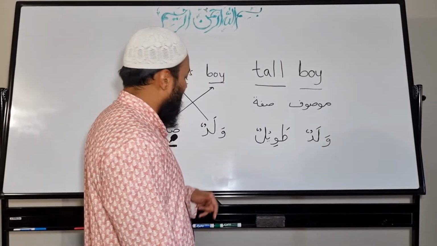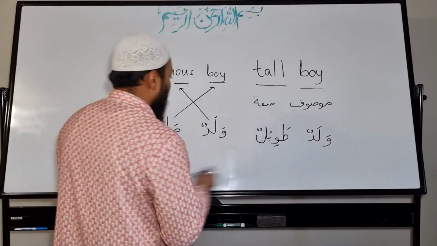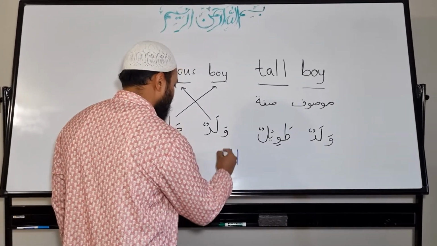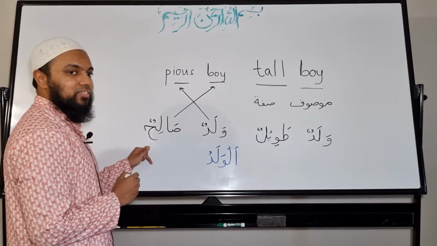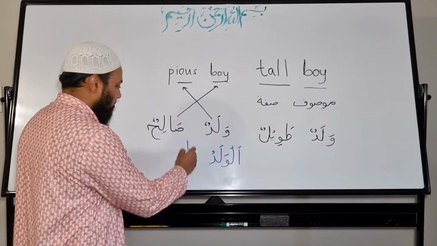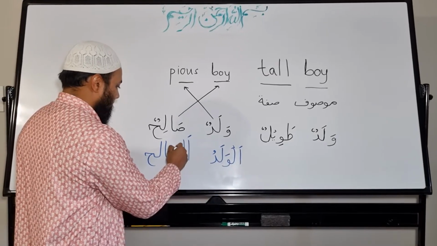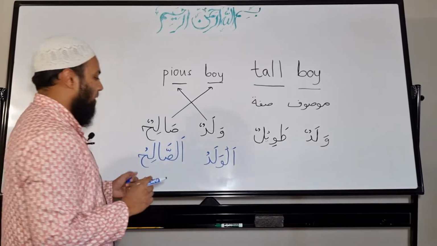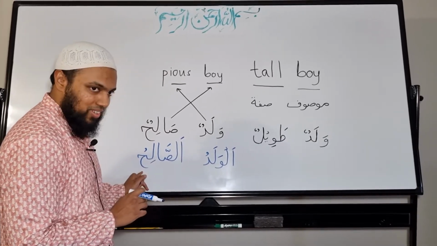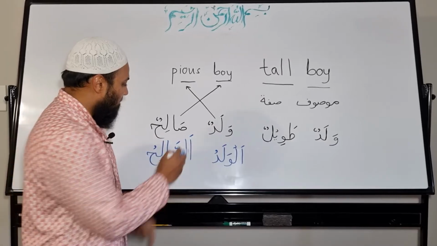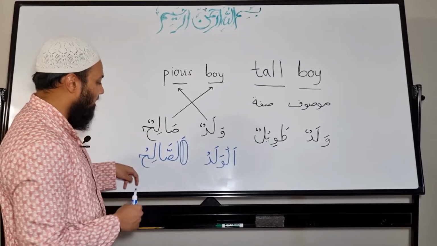If I want to make it ma'rifa, how do I make it ma'rifa? Add alif lam. So waladun becomes al waladu, and salihun becomes as salihu. Now there's something important over here. We don't say al waladu as salihu when we read in continuity, right? Why? Why is this hamza not read when we say it in continuity?